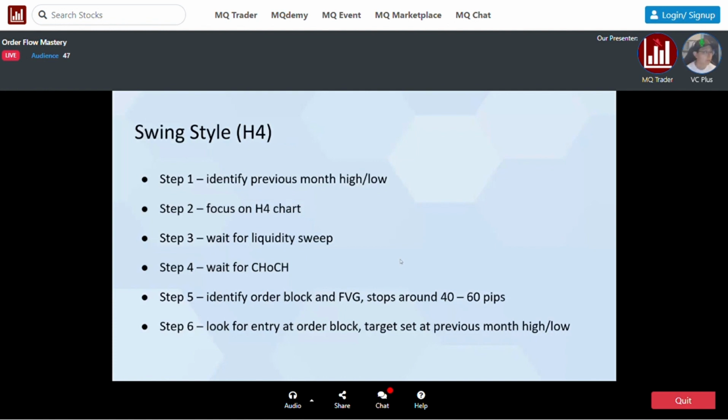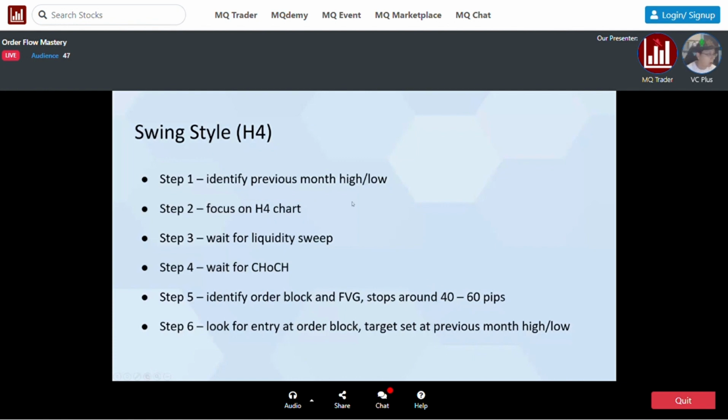So if today you're a swing trader, then you'll be looking at the 4-hour chart, and we'll be using the monthly scale to identify liquidity. The monthly high and low will be our obvious liquidity levels. Then we go to the 4-hour, same process. We wait for the sweep, we wait for a change of character, then we look for entry. Most of the time, the stops will be somewhere around 40 to 60 pips, and the whole thing is the same.